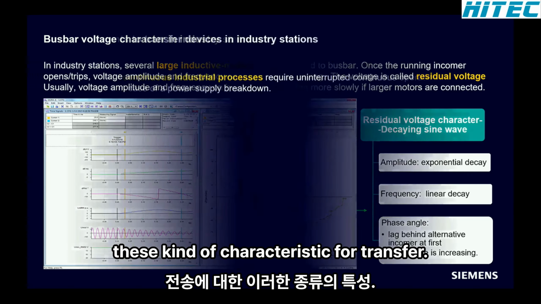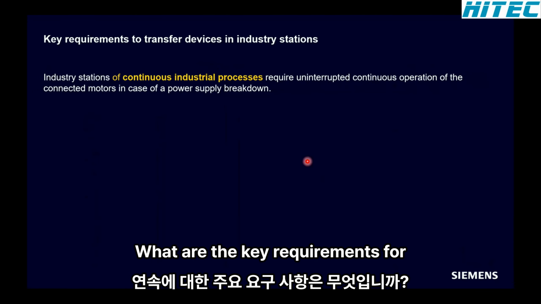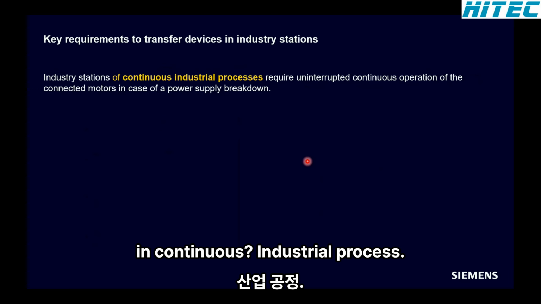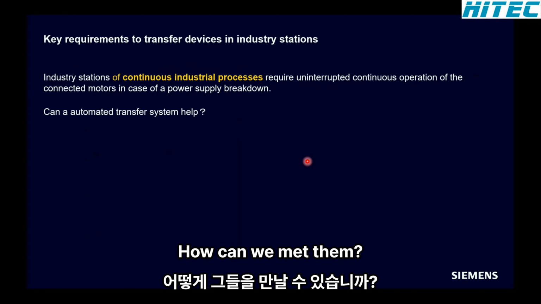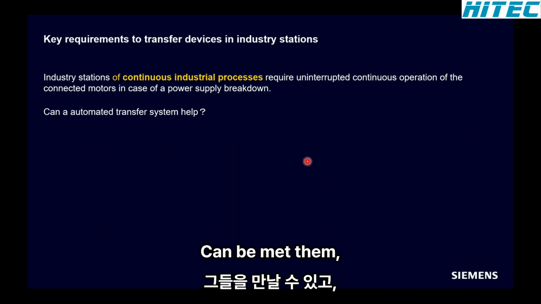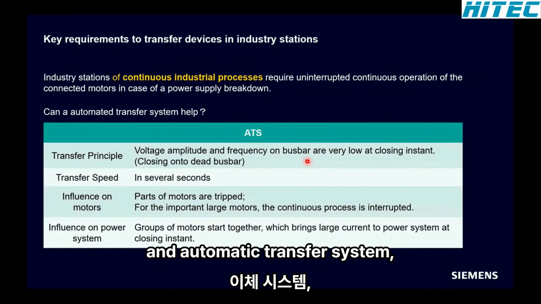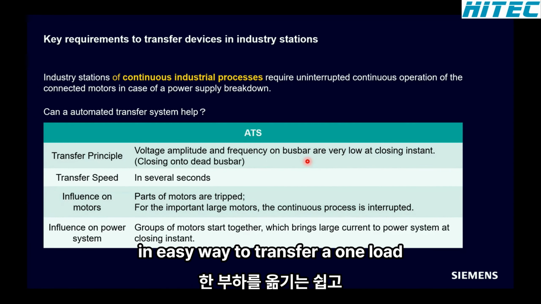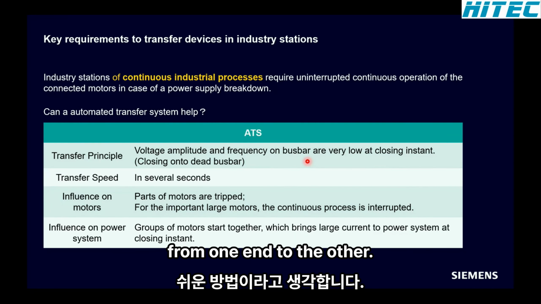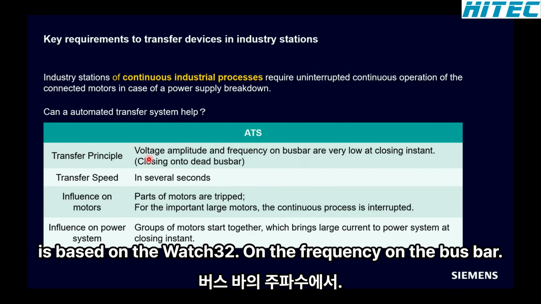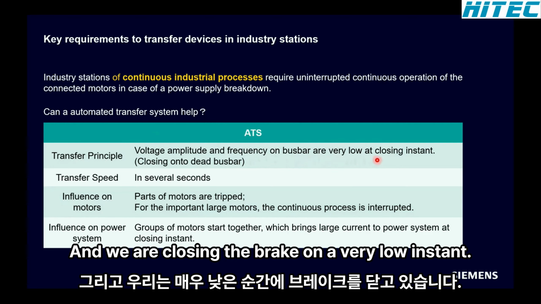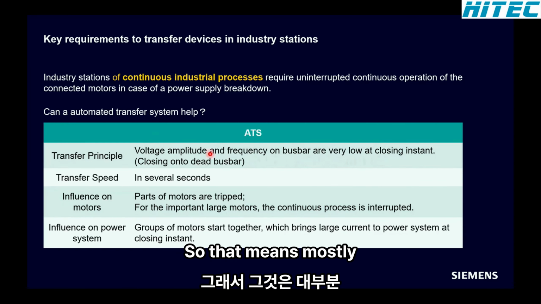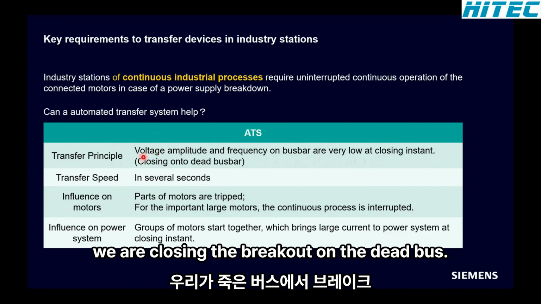What are the key requirements in a continuous industrial process? How can we meet them? Can we meet them with an automatic transfer system? We will see. An automatic transfer system is, I think, an easy way to transfer one load from one in-feed to the other in-feed. The principle is based on the voltage amplitude and the frequency on the busbar, and we close the breaker at a very low instant. That means mostly we are closing the breaker on the dead bus.